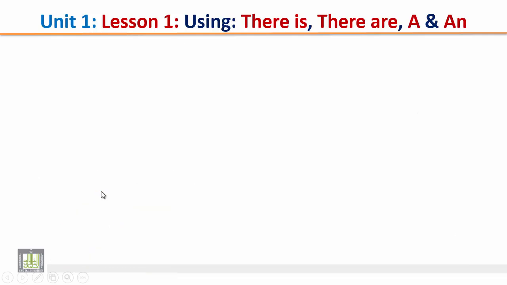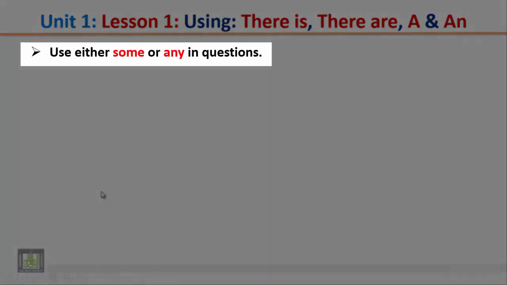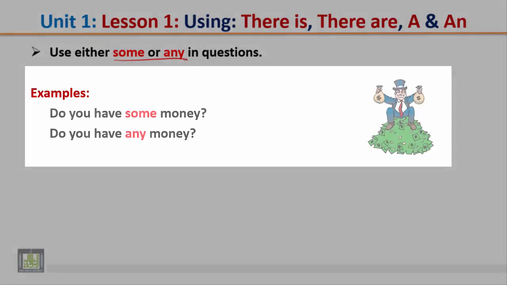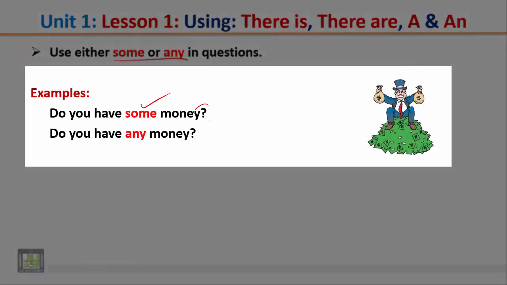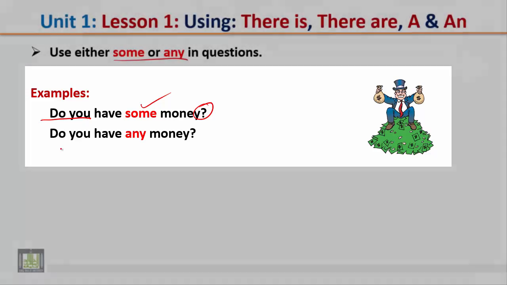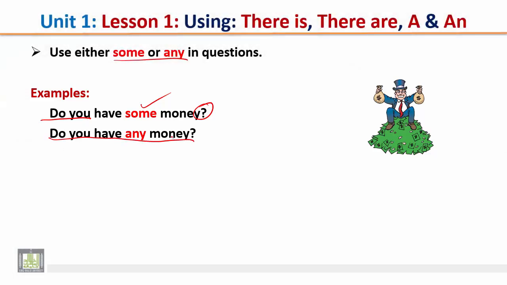Any questions? With questions, you can use either some or any. Examples: do you have some money? This is a question. You can also say, do you have any money? So both questions are correct. With questions, you can say some or any.